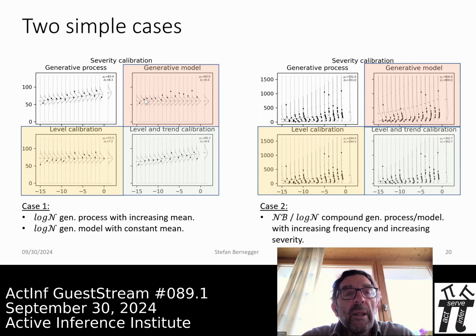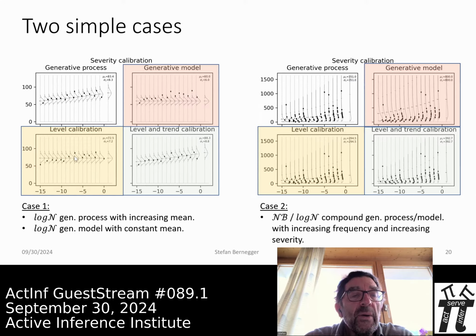Now, here I have my generative model. You can see my initial model is flat, so there is no trend in there. In a simple approach, I can simply say, okay, let me try to adjust the level. So I'm just moving this model up and down and trying to align it with the data. This is done down here.